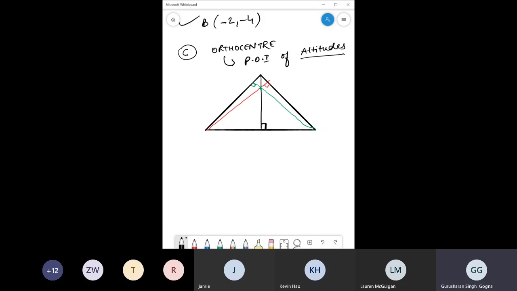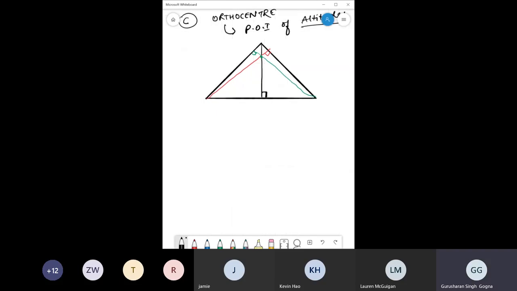Now the question is, they are saying prove that C is the orthocenter. So if you look at the question, the diagram is something like this. What do you mean by orthocenter? Orthocenter means it's the point of intersection of the altitudes. Generally we have the orthocenter inside the triangle, but that's not the condition.